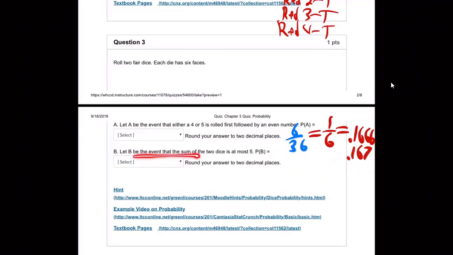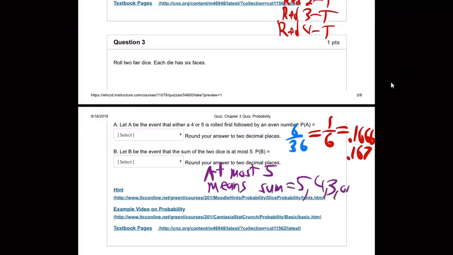Let B be the event that the sum of the two dice is at most 5. Now, at most 5, what does that mean? Let me be clear on that. At most 5 means the sum is 5, 4, 3, or 2, because that's the lowest you can get is 2, right? Meaning it's at the most 5. It can be 5, but it can't be more than that. That's the most it can be. So they're saying you want a sum of 5, 4, 3, or 2.